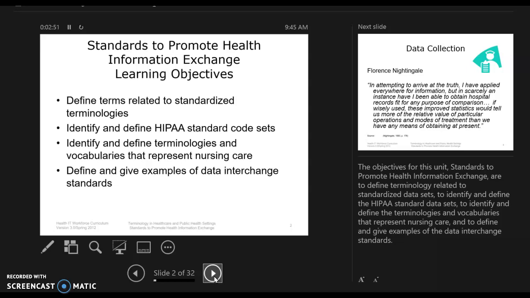Objectives for this lecture: we'll cover standards to promote health information exchange. We'll define some terminology. We'll talk about standardized data sets. We'll be able to identify HIPAA standard data sets and different terminologies and vocabularies at an introductory level, since we will cover these more in depth throughout the course.